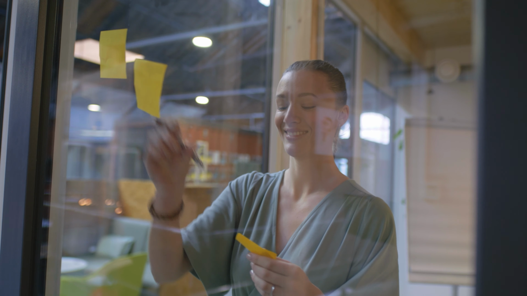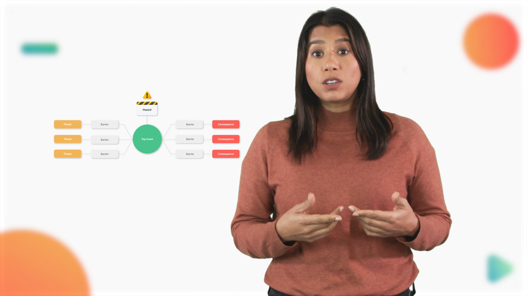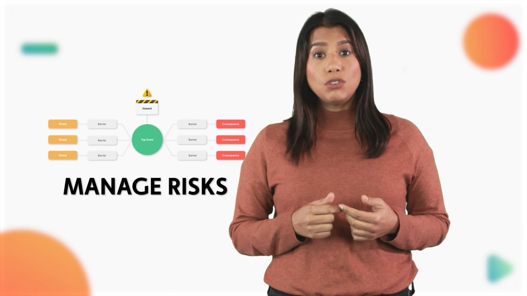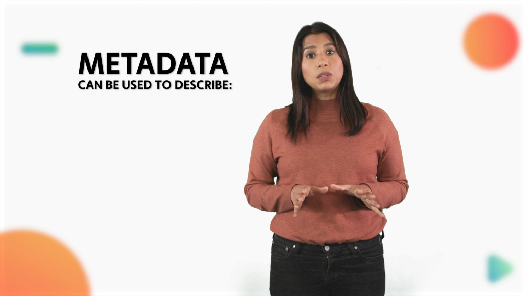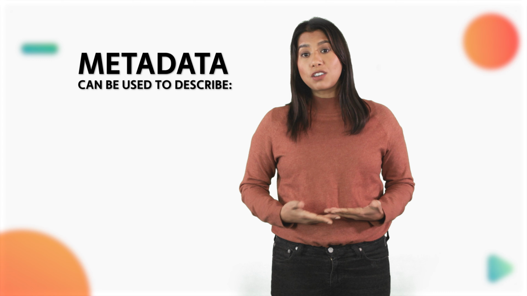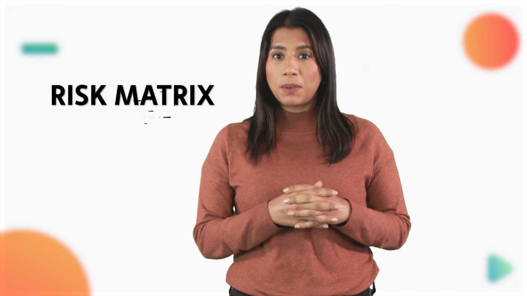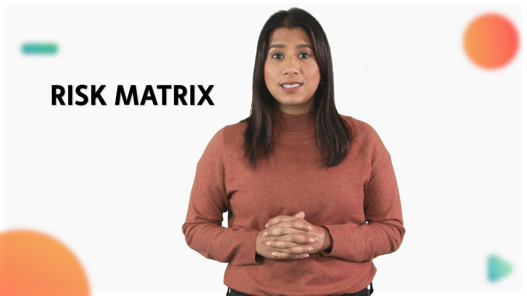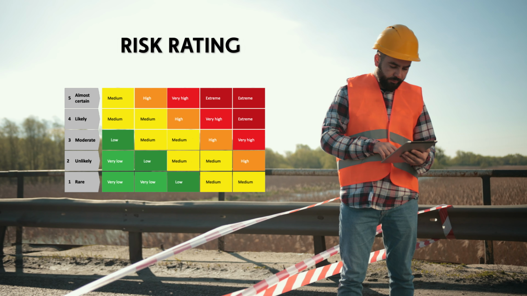Put your goal at the very heart of every decision you make and ensure everything you do will help you achieve this goal. For example, if your goal is to use the bow tie to actively manage risks, you should consider using metadata to enhance your barriers. Metadata can be used to describe details such as barrier effectiveness, owner, type, and more. A risk matrix is another great opportunity to add more detail by evaluating the likelihood and severity of each consequence.